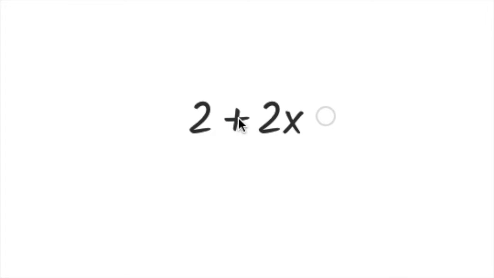It's important to notice that you can only add like terms. For example, GM will not add 2 and 2x because that isn't a legal operation in algebra.